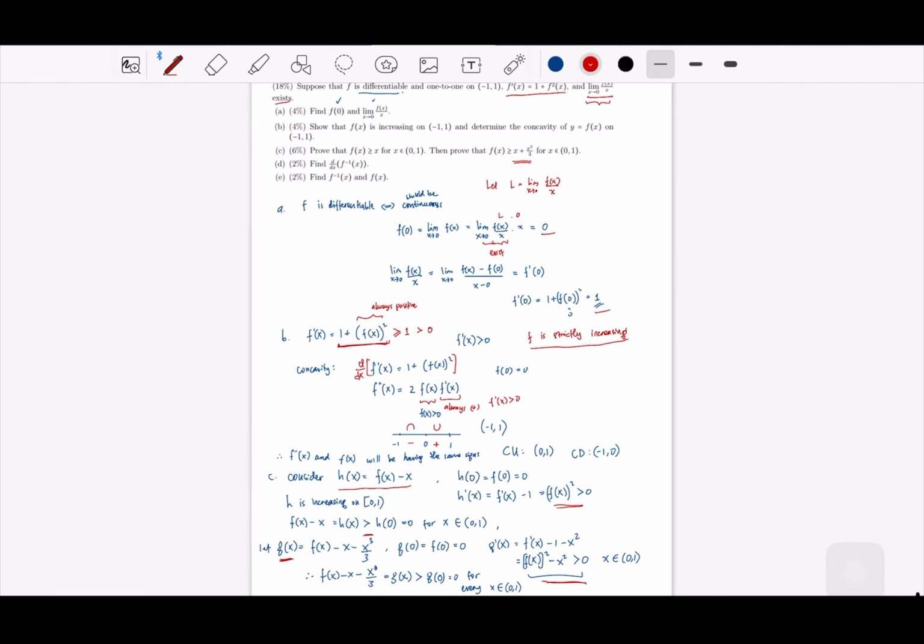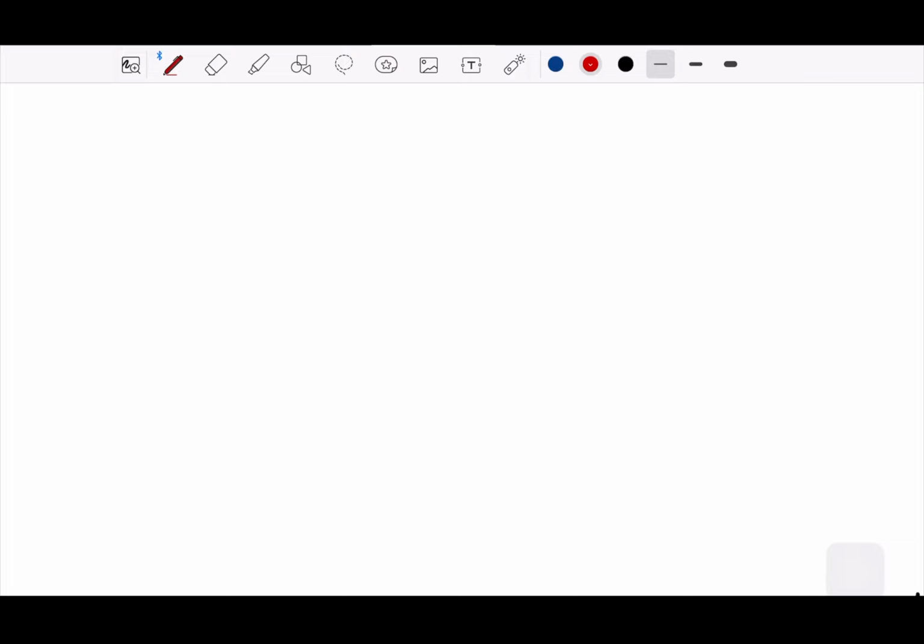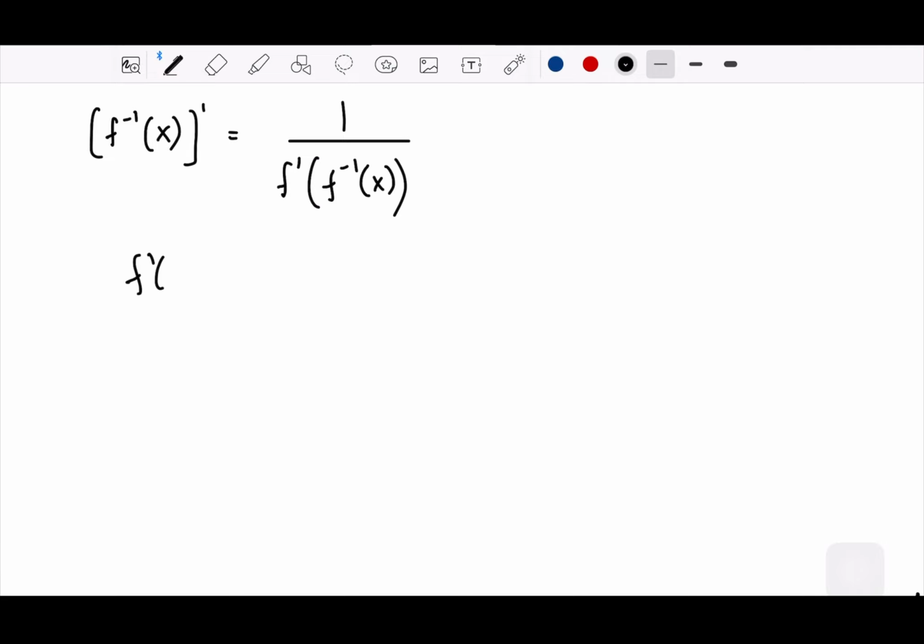Okay, number D and E. Let me write in the next page. Let me add another paper. Okay, remember that when we have f inverse, if you would like to take the derivative, this will be 1 over f prime of f inverse x, right? And if we remember the definition of f prime in these questions, it is 1 plus f of x squared.